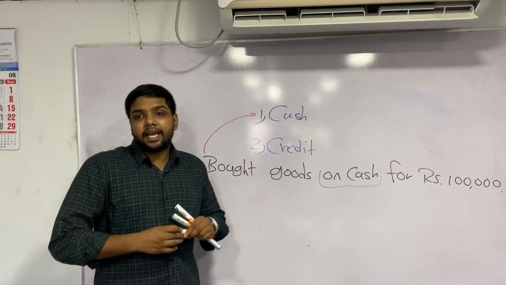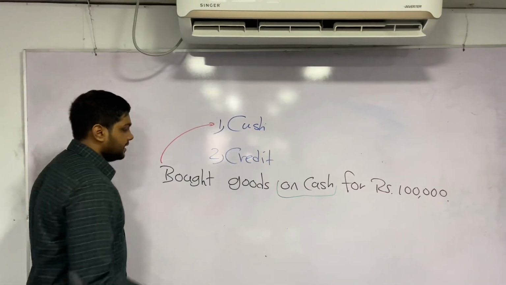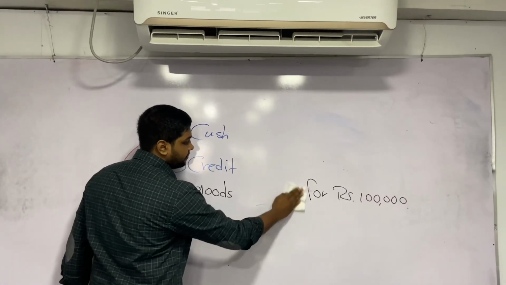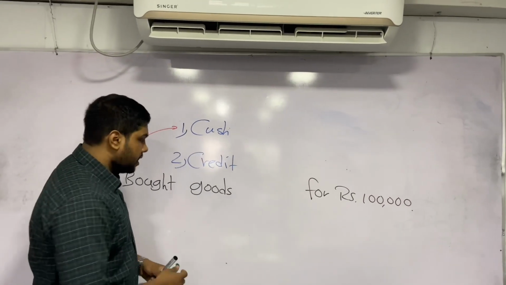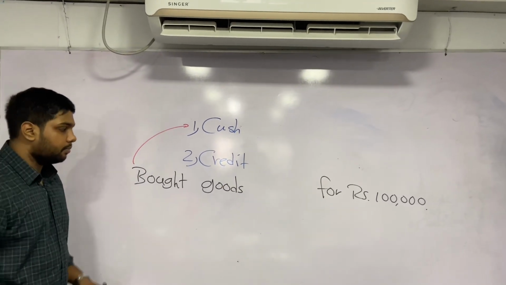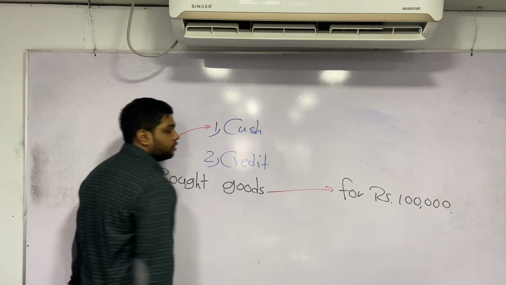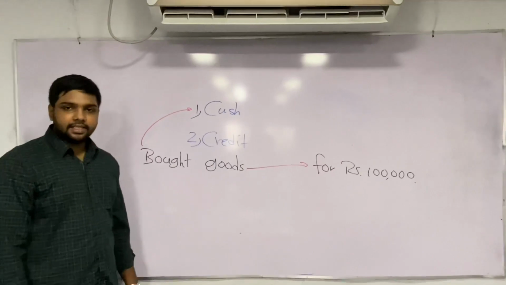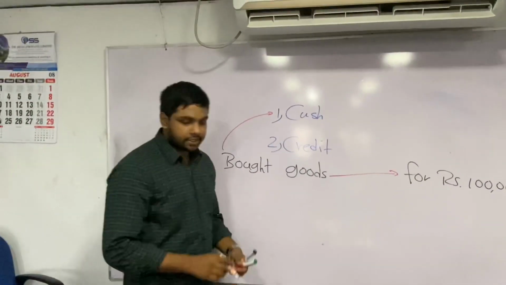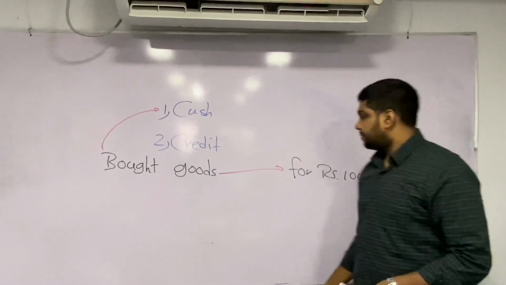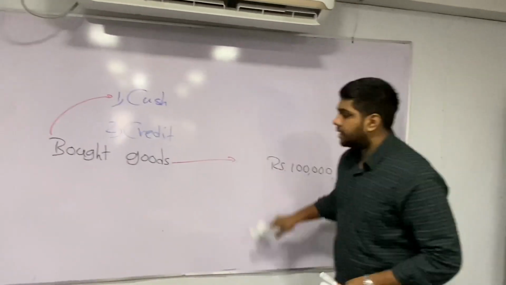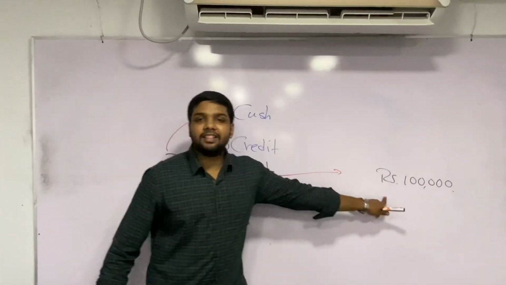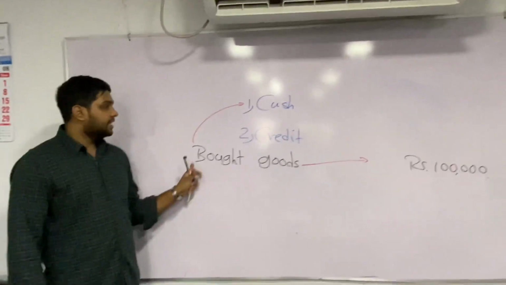Now, the same thing I can write in a different way, right? Bought goods, I'm erasing the part in the middle. Bought goods 100,000. Bought goods, I'll connect this. Bought goods 100,000. Still it is what transaction, children? Still it is a cash transaction. Then I'm removing another part. Now I am telling bought goods 100,000. Still it is what transaction? Cash transaction.